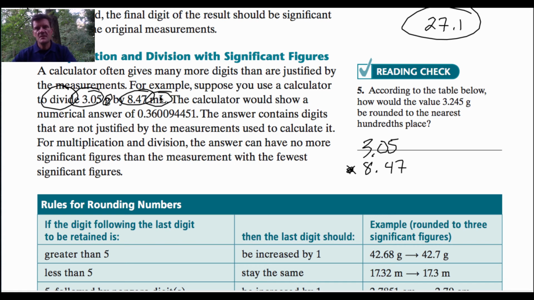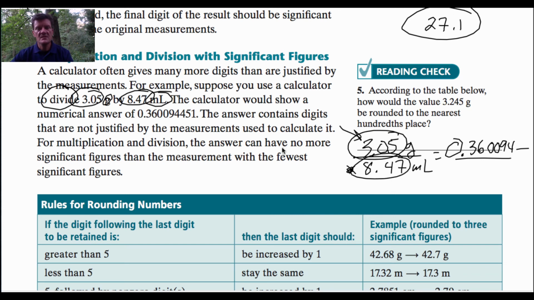This is finding grams over milliliters, so this would be like finding the density of something, okay? So I'm dividing 3.05 divided by 8.47. This is grams, this is milliliters. We get, on our calculator, you would get 0.360094, yada, yada, yada. But your answer cannot be that precise because you only are using measurements that gave you 3 sig figs. So when you multiply and divide, you look at the number of sig figs.